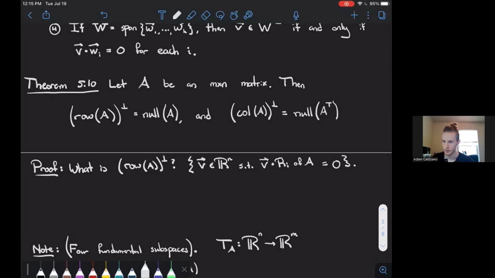In other words, a vector inside of the orthogonal complement of the row space of A satisfies the property that the dot product of that vector with every row of A is exactly 0. Then A dot V for every single one of these vectors is the 0 vector.